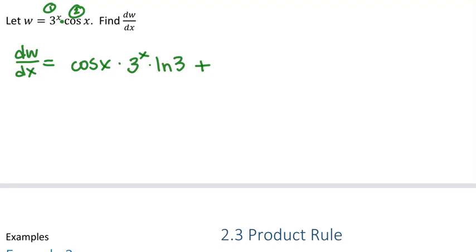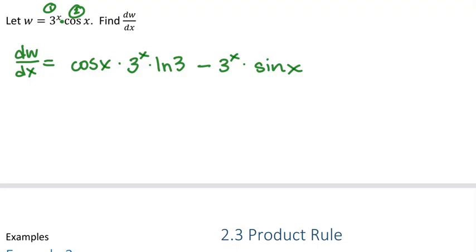And then, so what did I do? Second times the derivative of the first. I need the first times the derivative of the second. The derivative of cosine is minus sine, so I'm going to switch that to a minus sine x.